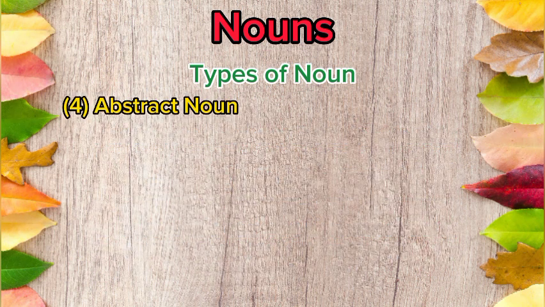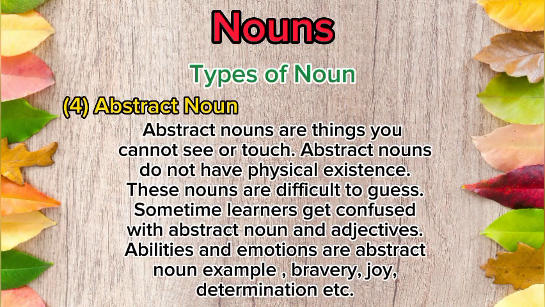Abstract noun. Abstract nouns are things you cannot see or touch. Abstract nouns do not have physical existence. These nouns are difficult to guess. Sometimes learners get confused with abstract nouns and adjectives. Abilities and emotions are abstract nouns. Example: bravery, joy, determination, etc.